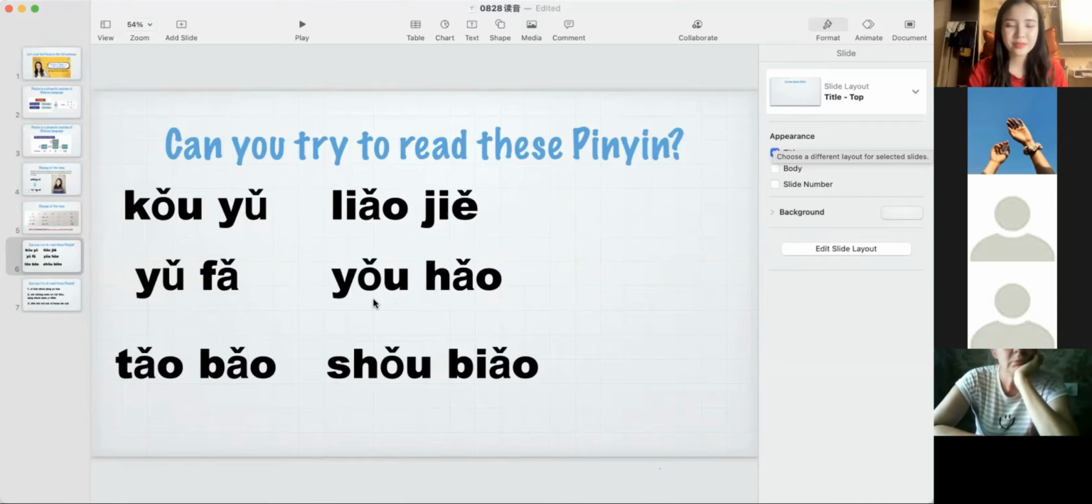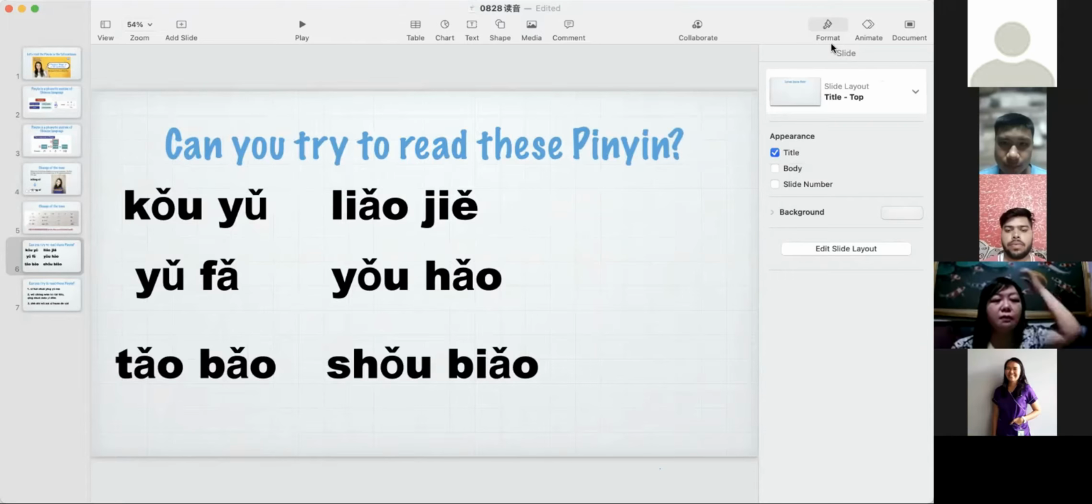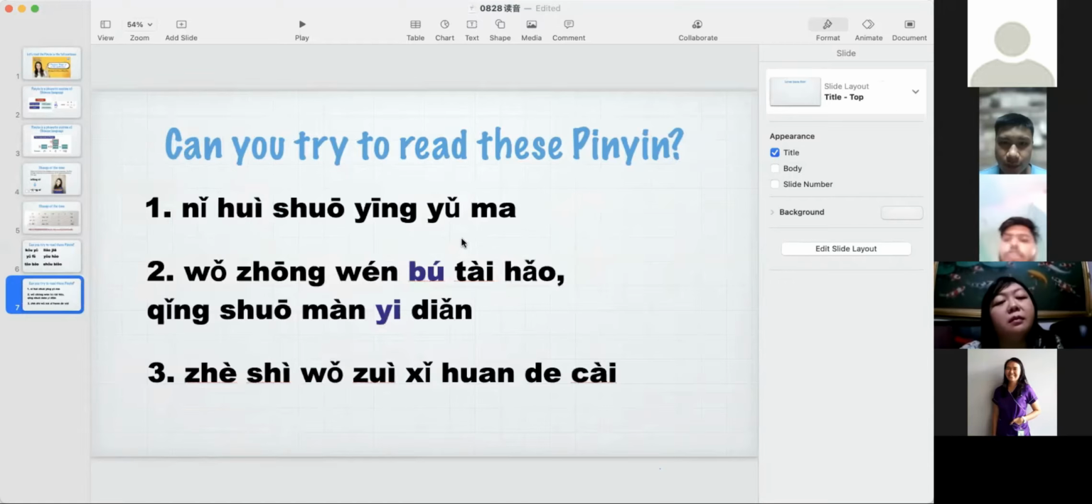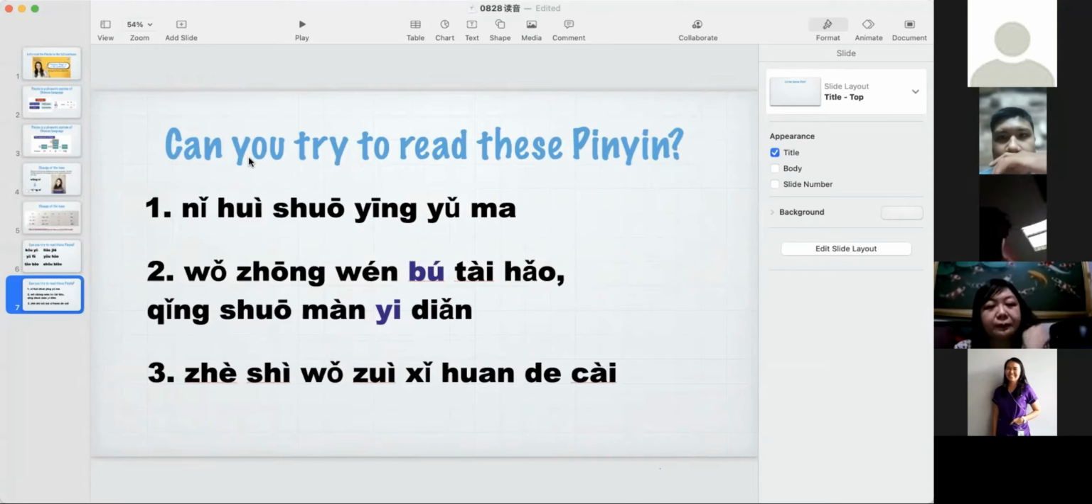友好。Yes, perfect. 淘宝。Yes. 手表。Yes. And let's try to read this in a sentence, okay? Don't worry, just read them slowly. 你会说义务吗？Okay, we need to read the tone correctly.